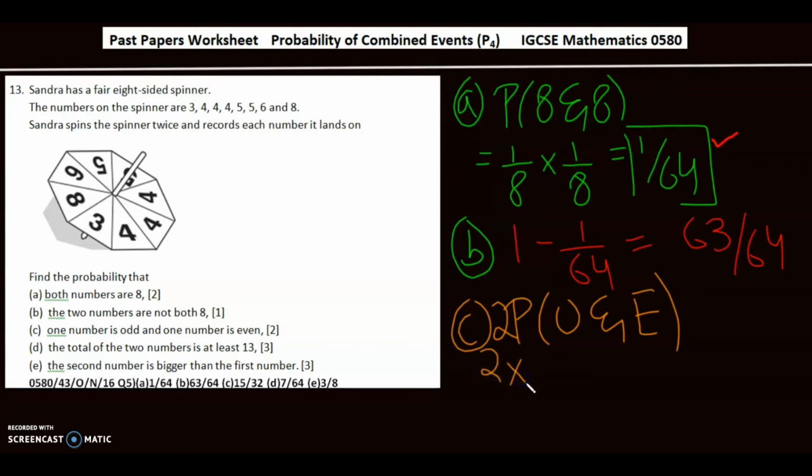So the probability of getting an odd number is, how many odd numbers do we have? I see 2 5s, 1 3. So 3 upon 8 times the probability of getting an even number, which in the next spin will be 5 upon 8. So the result would be 15 upon 32.